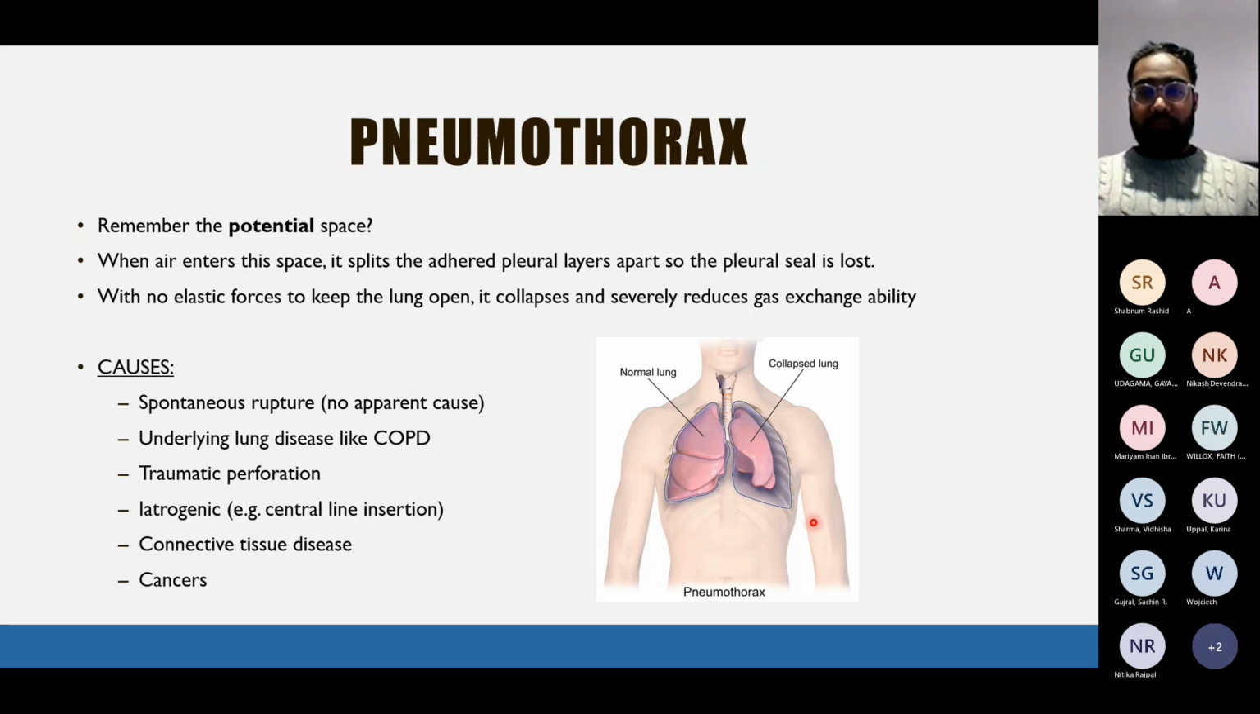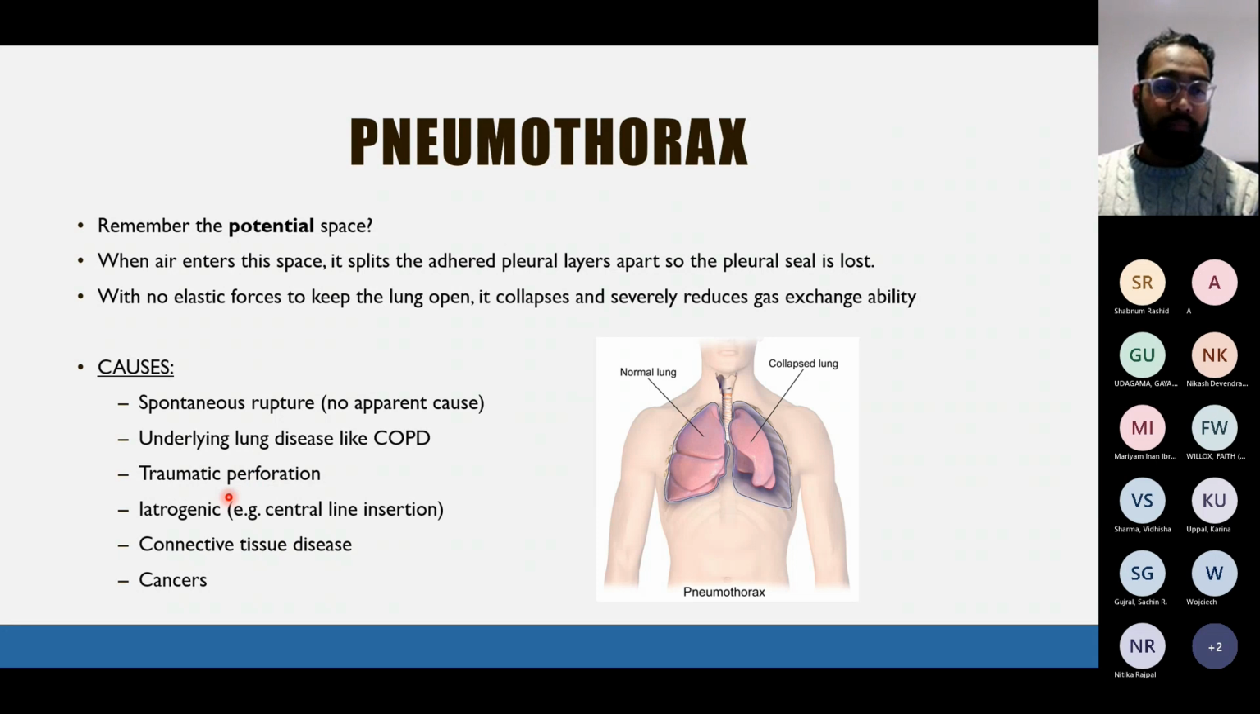Any interruption to that seal is going to cause pneumothorax. So connective tissue disorders, that weak connective tissue is prone to rupture. If you have COPD, because of that chronic cough, the weakened elastic fibers make it more prone to rupturing. You can get rupture for no apparent cause. I could go running in the park completely healthy and I could just get a pneumothorax just because of bad luck. But that's less likely to be a severe pneumothorax.